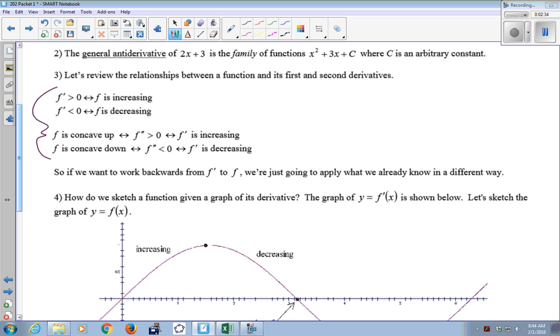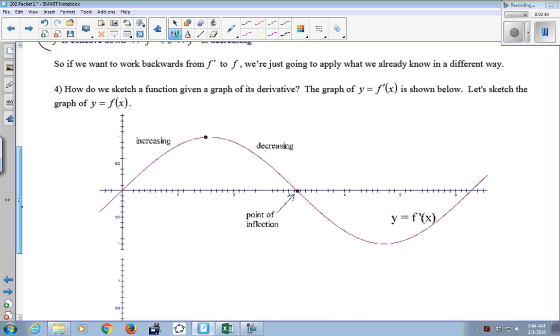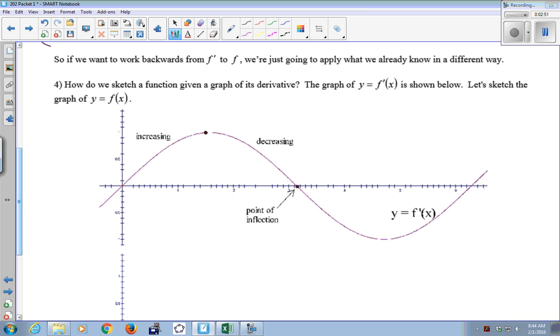All right, and then when f is concave down, that tells us that the second derivative is negative and that the first derivative is decreasing. Okay, so this is super, super important. So we want to work backwards from f prime to f. We're just going to apply what we already know in a different way. Okay, so this is all information we already know, but we're just going backwards from f prime to f instead of f to f prime.